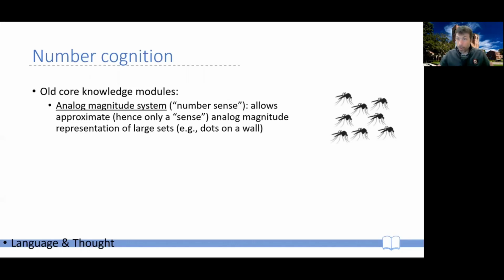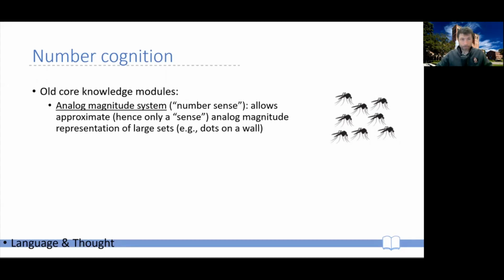This is often referred to, you might have heard it, called the number sense. The ability to look at a number of dots on a wall and get a sense of its numerosity. Is it really a lot, or is it just a few? You don't count them, but you get an idea that, oh, that's a lot, or that's little. As I said, often referred to as the number sense.